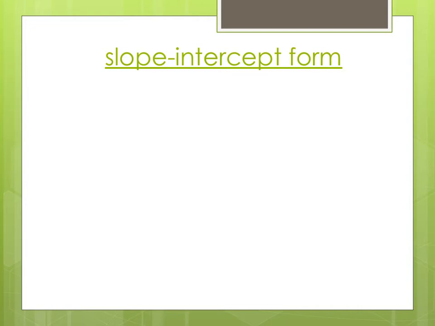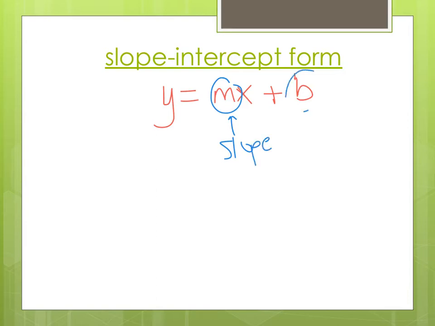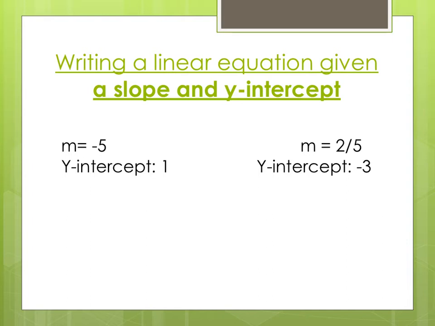Remember, we graph things in slope-intercept form, and that was anything of this form, where it's y equals mx plus b, where the m part represents the slope and the b part represents your y-intercept. So when we're writing equations of a line and we're given a slope and a y-intercept, then I guess we could just plug it right into that slope-intercept form.